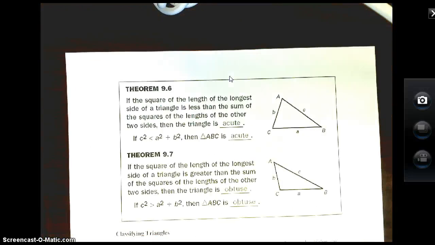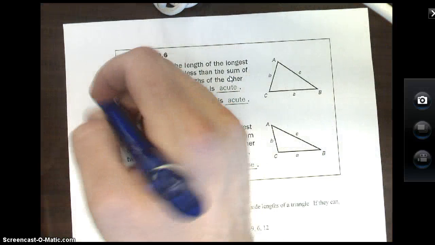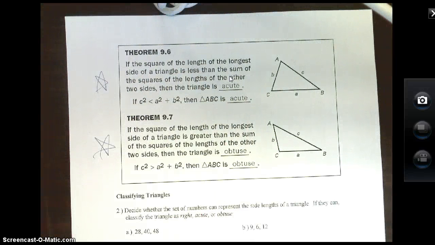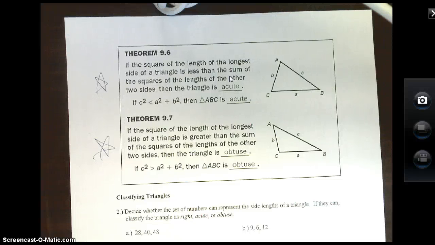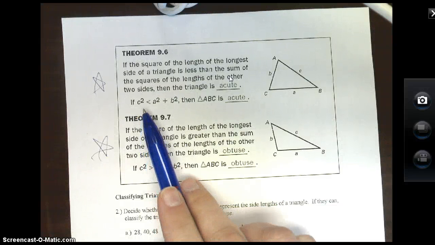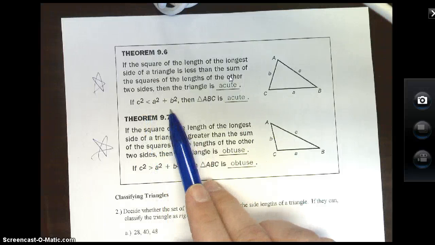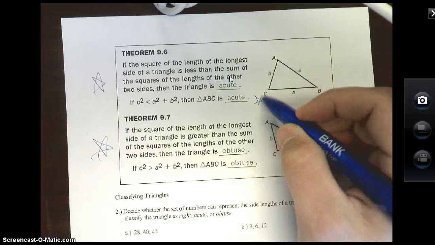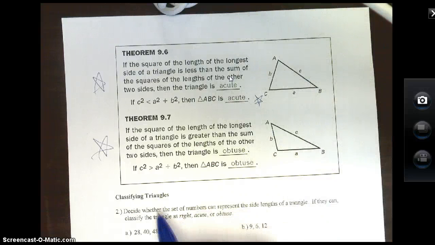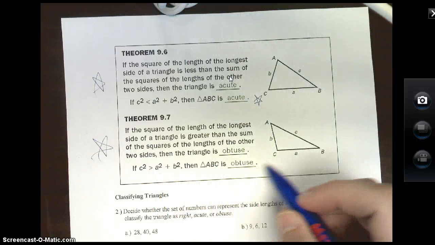So let's flip to our back. Now these are two very important theorems, and probably some of the most important theorems for the first three sections here. Basically, if you do the Pythagorean theorem and you see that c squared, your hypotenuse, the biggest side squared, is less than the two smaller sides squared added together, then you're verifying the triangle is acute. If your c squared is greater than your two smaller sides squared, then your triangle is obtuse.